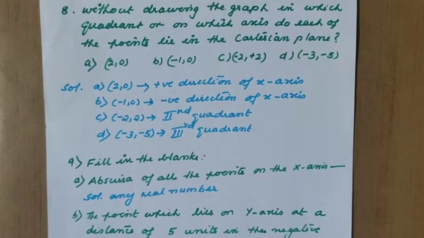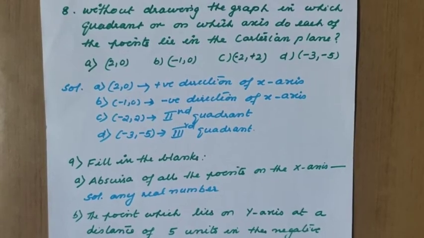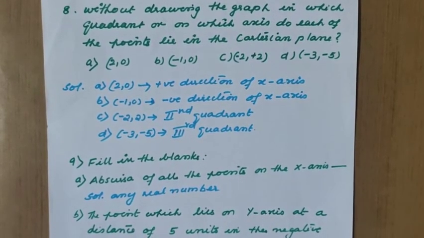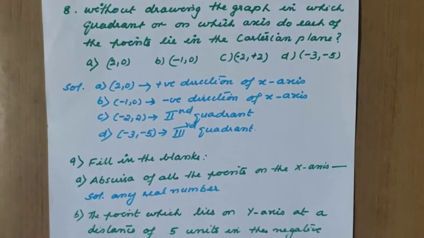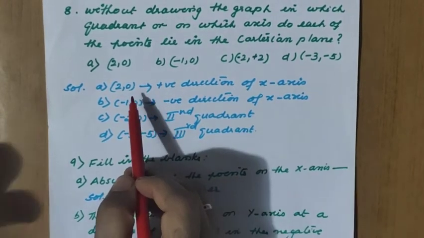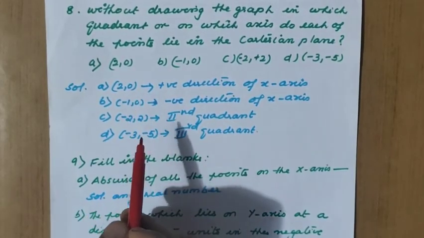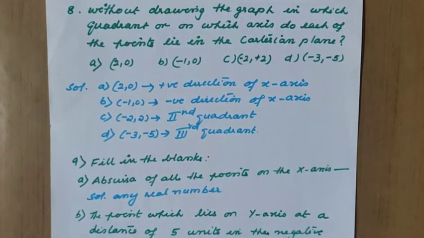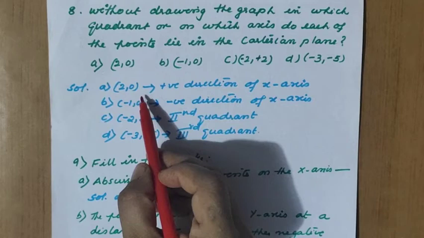Question number 8. Without drawing the graph, in which quadrant or on which axis do each of the points lie in the Cartesian plane? The question is asked clearly, in which axis and which quadrant. So the points are 2, 0; minus 1, 0; minus 2, 2; minus 3, minus 5. Such questions specifically ask which axis and which quadrant. So 2, 0 is the first point.